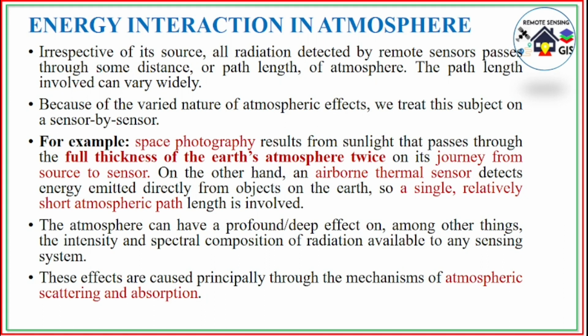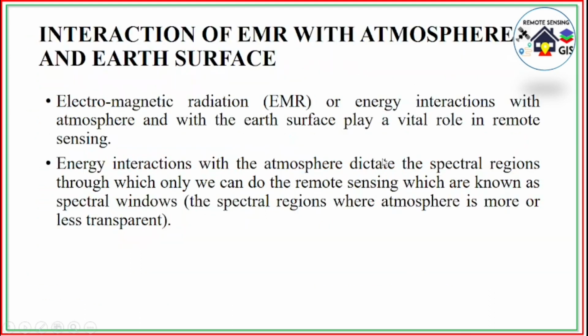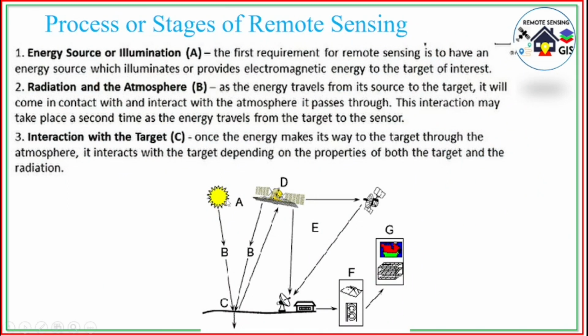For example, space photography results from sunlight that passes through the full thickness of the Earth's atmosphere twice. As I told before, the space photography results from sunlight that passes through the full thickness of the Earth's atmosphere twice, is it not? Look at this picture. EMR coming from the sun interacts with the atmosphere one time, then interacts with the earth surface, and when it reflects the energy, it again interacts with the atmosphere and then goes to the sensor.